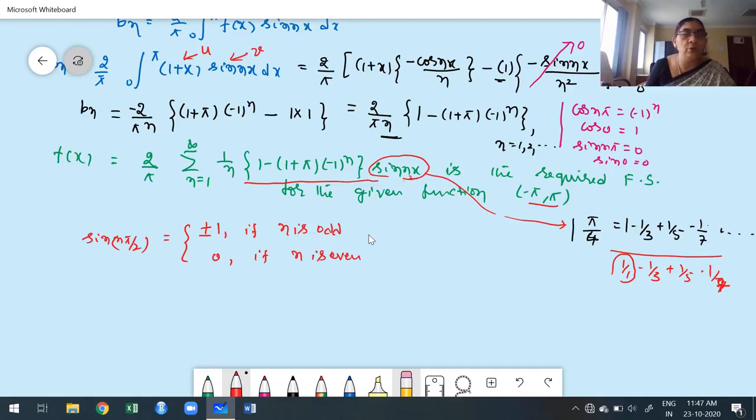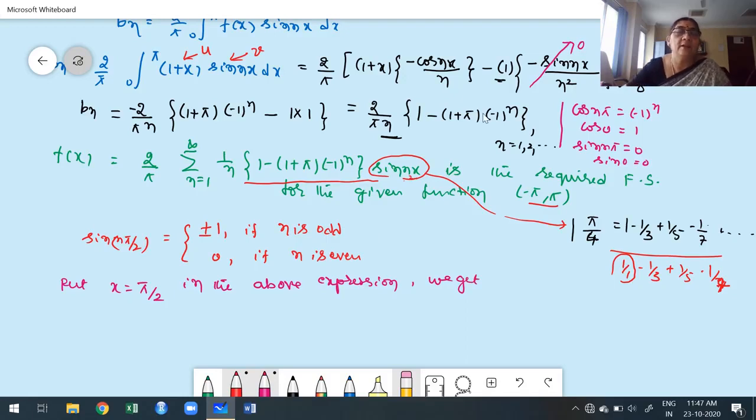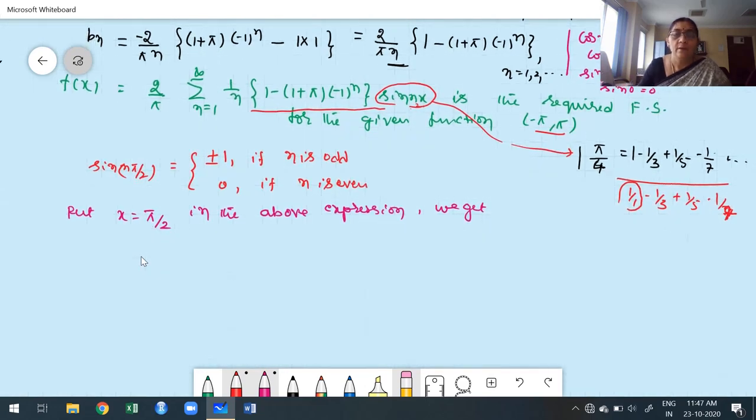Therefore, what we are going to do here is put x equal to pi by 2. This is a way to compare and choose the value of x. Put x equal to pi by 2 in the above expression. Once you put x equal to pi by 2 on both the left hand side and right hand side, f of pi by 2 must be equal to 2 by pi summation n ranging from 1 to infinity.